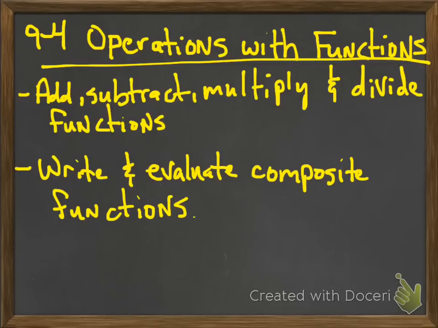Alright, so here we are with Chapter 9, Section 4, Operations with Functions. What we want to be able to do here is add, subtract, multiply, and divide functions. That should all be pretty easy and hopefully not that bad. And the main thing you want to be able to do is write and evaluate composite functions. That's going to be very important, especially for those of you that are taking pre-cal. That's something you cover in pre-cal second 6 weeks, I believe. So you need to make sure you understand that.